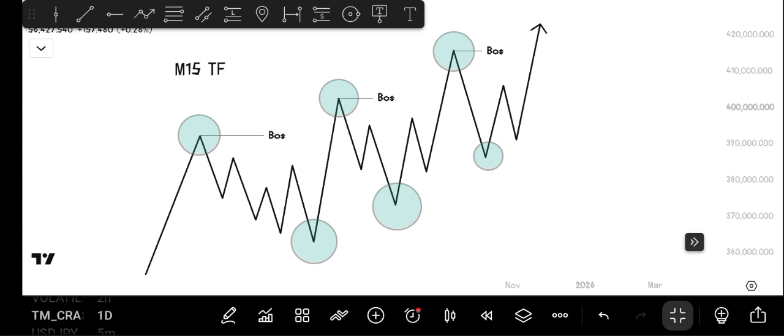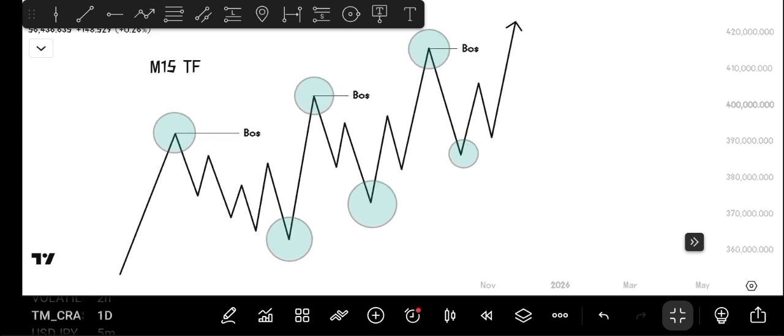Now I'm only teaching you the market structure. I will be doing another video concerning how to spot when price will be going to the upside.